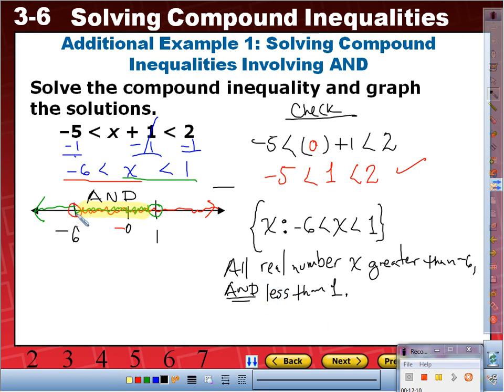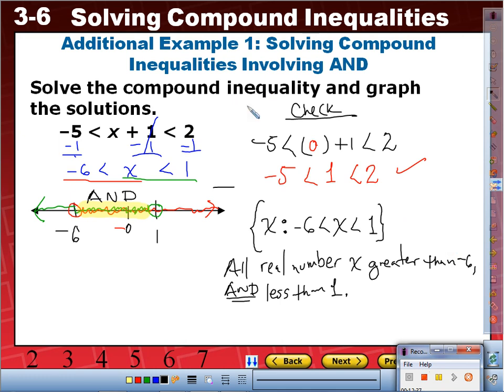Once again, let's see. This is our solution set, and it says all real numbers x, okay, so far so good, greater than negative 6. Yes, all these are greater than negative 6. And less than 1. Is that correct? Yes. So let's see all our pieces. Simplify, isolate, plot, check, and our notation set and our words for the notation set.